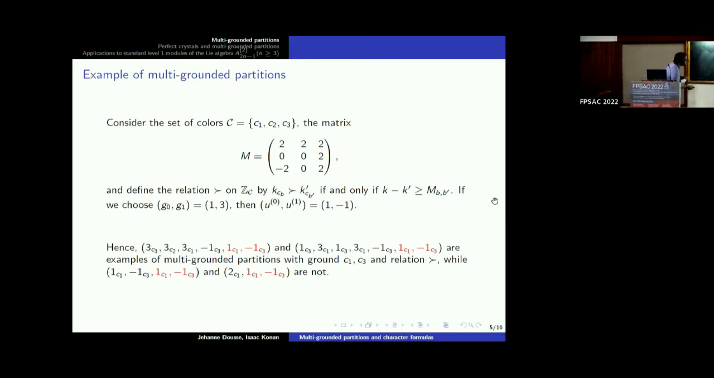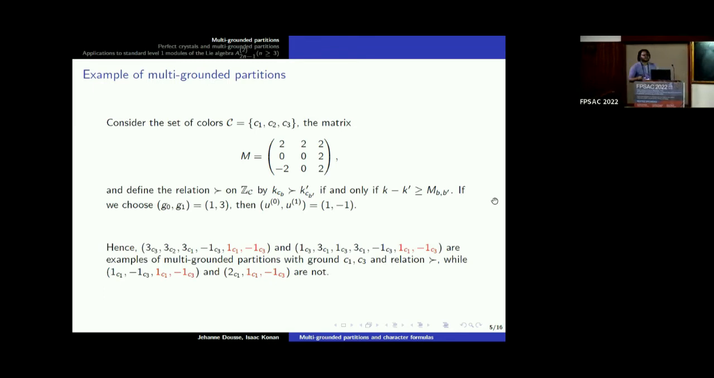These 2 ones are not allowed because here there is a repetition, and here we do not have that the difference between these 2 is less than what we have in the matrices, which is 2.